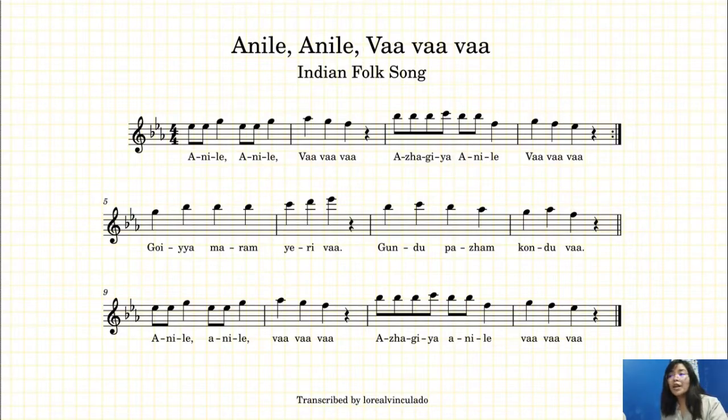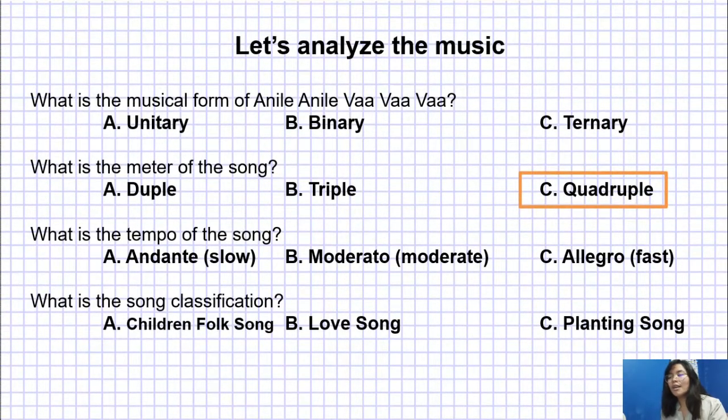Okay, the number above the stop. So, this one. So, 4. Okay, next. What is the tempo of the song? A. Andante, B. Moderato, C. Allegro. Okay, it is letter B.